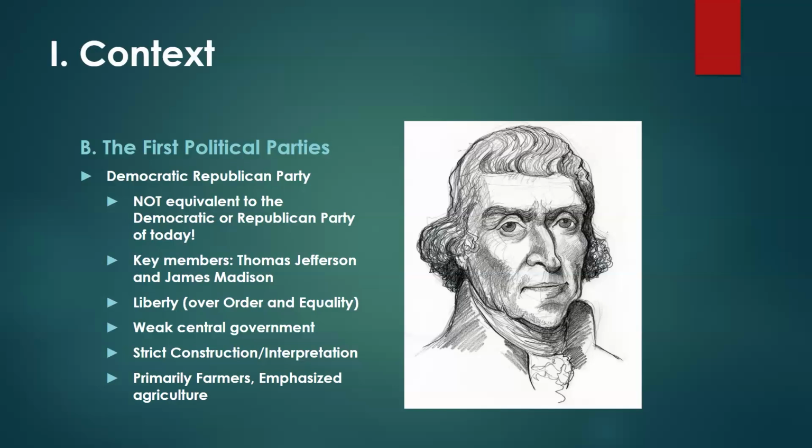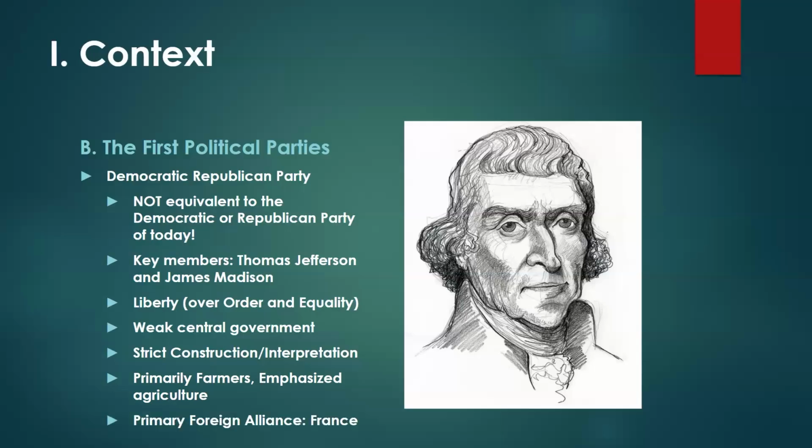This party was primarily made up of farmers. Okay, they very heavily emphasized agriculture. They wanted to see the U.S. continue to grow as an agricultural nation. They promoted things like family farms. We'll talk about why with all of this moving forward in another lecture. But just know they're primarily agriculturalists.